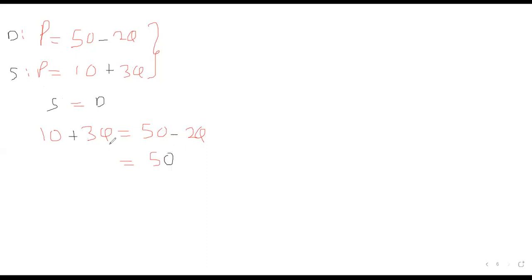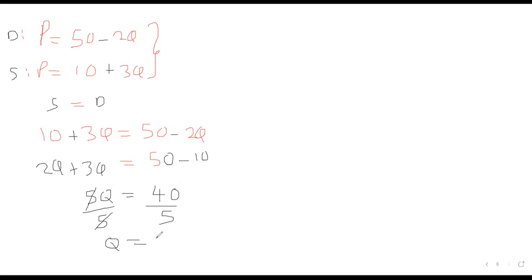So 50 here, we subtract the 10. The 3Q here, when this one comes inside, we add 2Q plus 3Q. So what are we going to have here? 5Q is equal to what? Then how do we find the Q? We divide both sides by 5. So here we cancel this, we're going to get our Q. When we divide this and there, what are we going to get? 8.